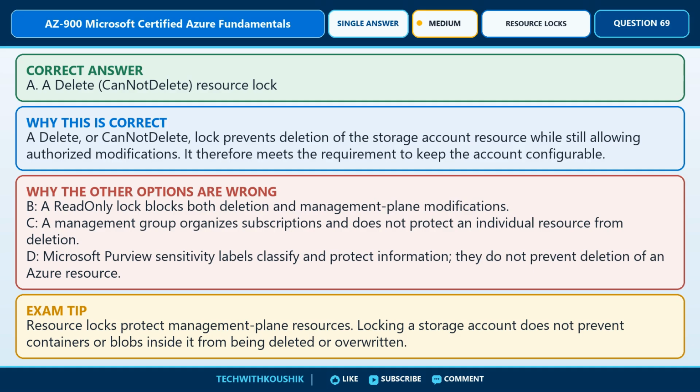The remaining options can be eliminated because B. A read-only lock blocks both deletion and management plane modifications. C. A management group organizes subscriptions and does not protect an individual resource from deletion. D. Microsoft Purview sensitivity labels classify and protect information. They do not prevent deletion of an Azure resource.